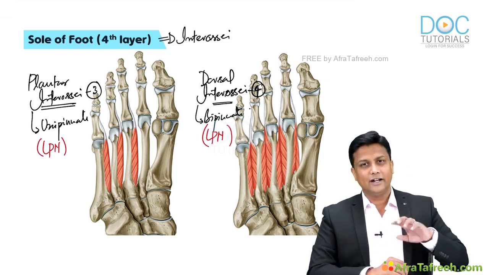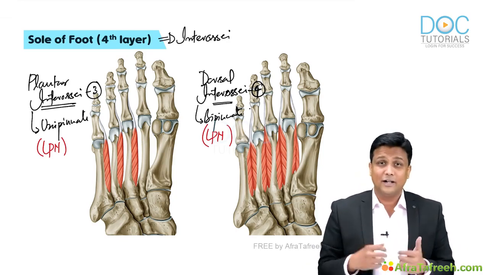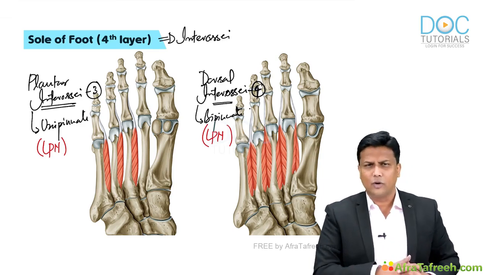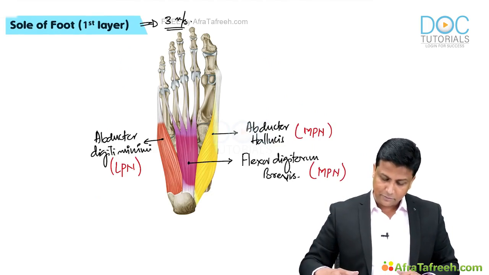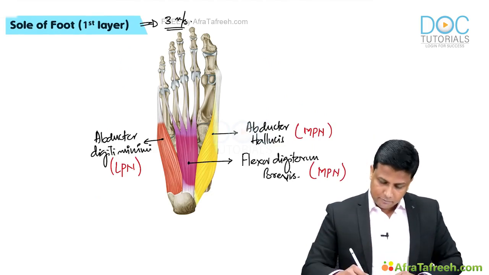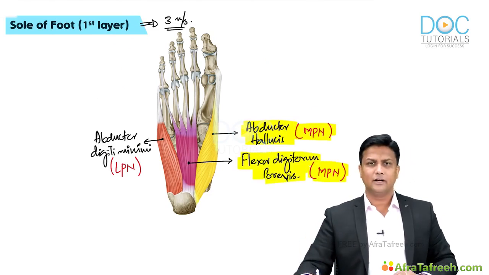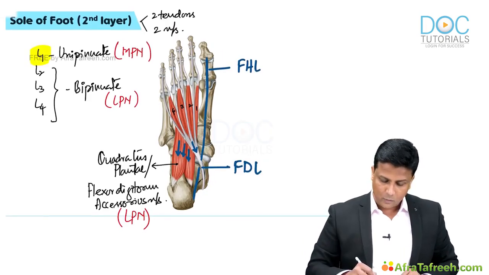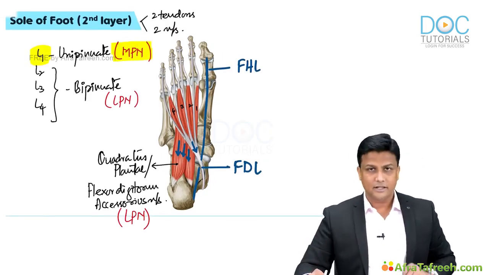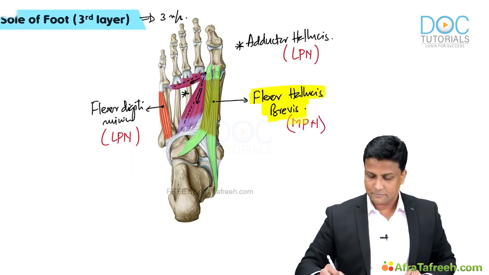Now another way of learning, one more method. You are mature enough to follow any method, so as my responsibility, I'll tell you all the methods possible and you follow whatever you like. If you observe the muscles supplied by the medial plantar nerve, it supplies abductor hallucis and flexor digitorum brevis, 2 muscles. Then it supplies lumbrical number 1, the third muscle, and then flexor hallucis brevis, the fourth muscle.